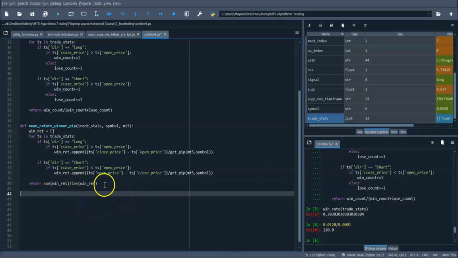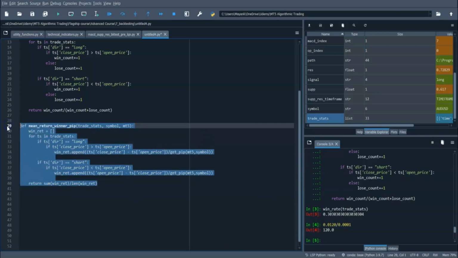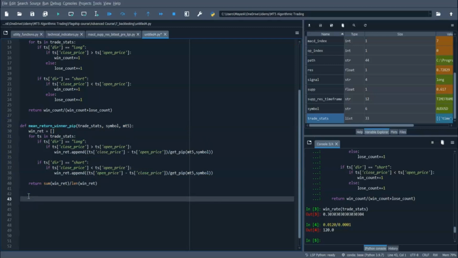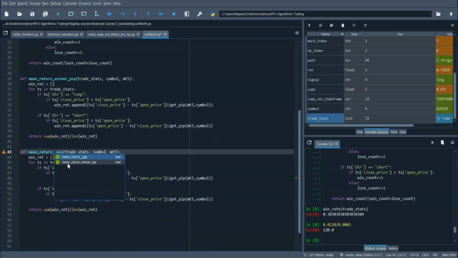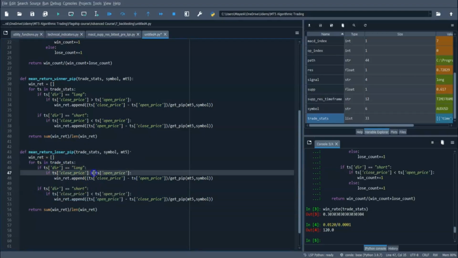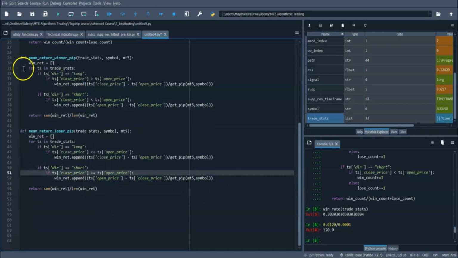Alright, fairly straightforward. Let me copy this and paste this function so that we can calculate the mean return for losing trades as well. The only thing we'll have to do here is flip the signs. For long, if it is less than, and for short, if it is greater than. And just for the sake of completion, let us have less than or equal to and greater than or equal to, so that we don't leave out any trade. Alright, and that is about it.